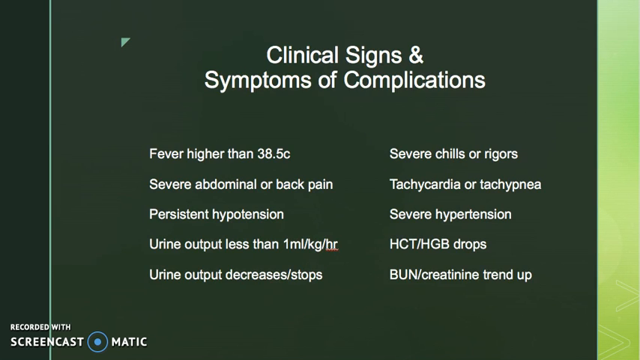So clinical signs and symptoms of these complications in general would be fever higher than 38.5, severe abdominal or back pain, persistent hypotension, urine output that is low, urine output that starts to decrease or stops after it had been acceptable, severe chills or rigors, persistent tachycardia or tachypnea, severe hypertension, hematocrit and hemoglobin that decrease, and a BUN and creatinine that is trending up, especially if it had showed a decline and then starts to climb again. That is concerning.